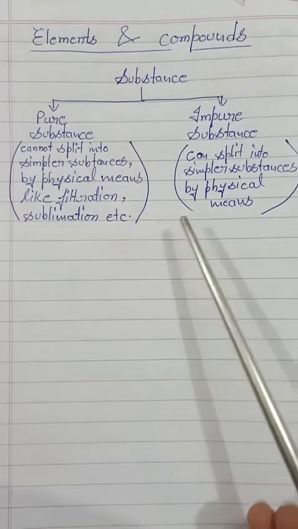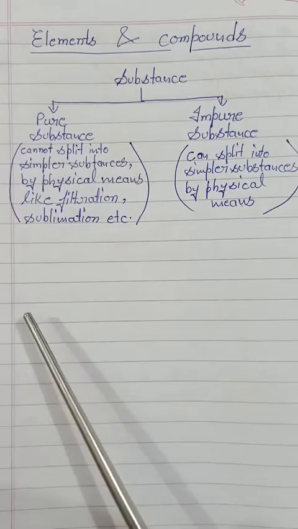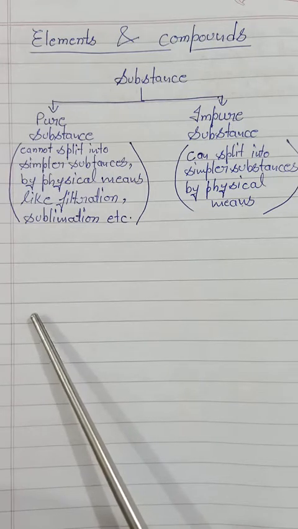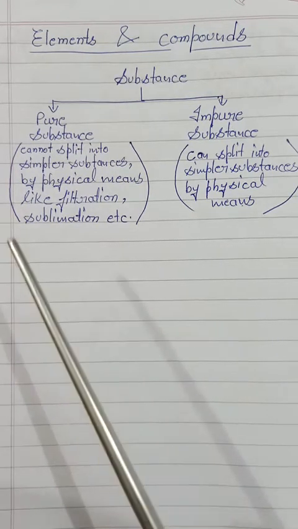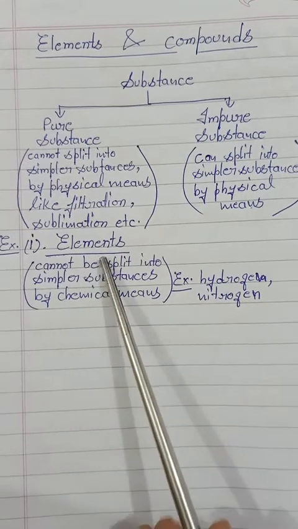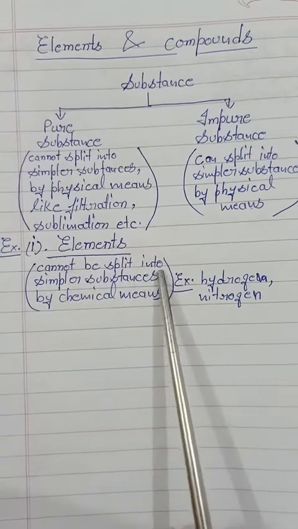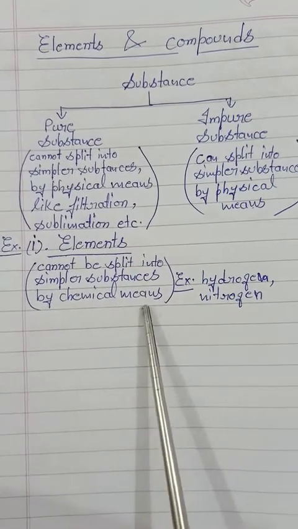Now, pure substances are further classified into elements and compounds. So we can say that elements and compounds are pure substances. First example is elements. Elements are substances which cannot be split into simpler substances by chemical means.